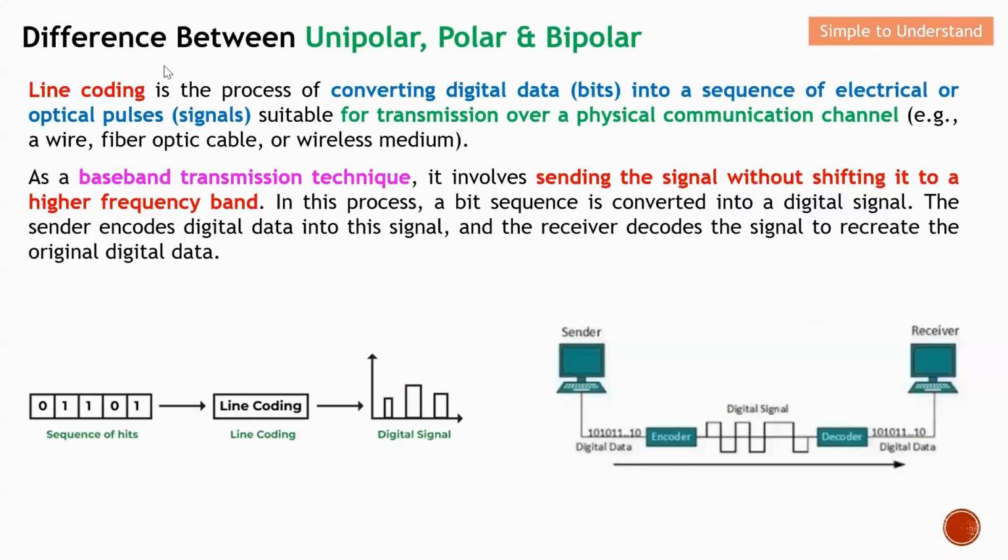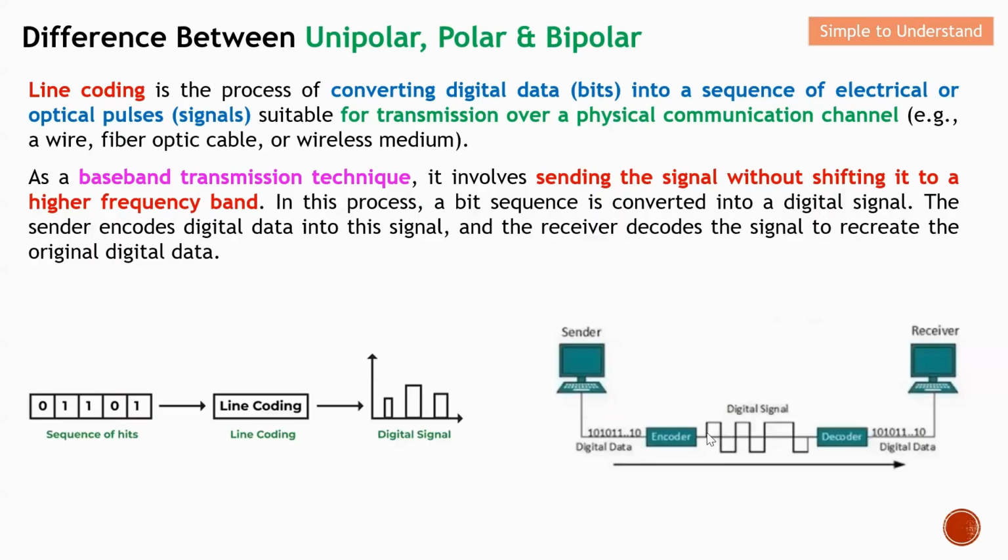What is line coding? You can take a look at this diagram. You can see that line coding is the process of converting digital data, which consists of bits of ones and zeros, into a digital signal. This digital signal can be an electrical signal or an optical pulse. The key objective is to send it from the transmitter to the receiver through a physical transmission medium. So basically, this is what line coding is about.